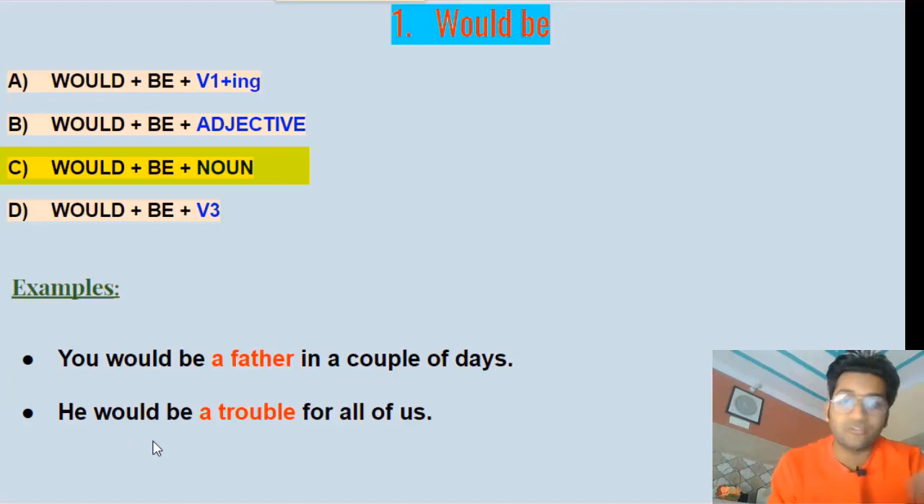He would be a trouble for all of us. So let's suppose he's doing a lot of things that's getting you guys into trouble, right? And you already presume that going forward, this guy might become a trouble. So, you think it may happen, all right? So you're just guessing it. You're just imagining the situation.